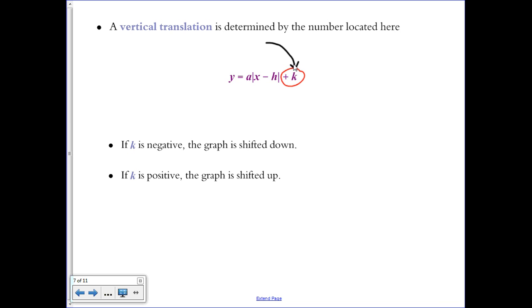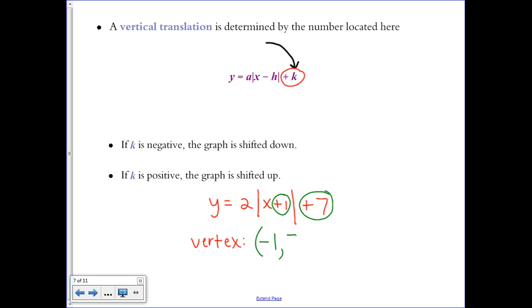So you can imagine that you have the function y equals, we use the same one we just wrote, x plus 1 inside plus 7 outside. The new vertex of this graph is located at the opposite of h, comma, not the opposite of k, right? So if it says x plus 1, that means the vertex will be located at an x value of negative 1, so we do the opposite of h, and a y value of 7.